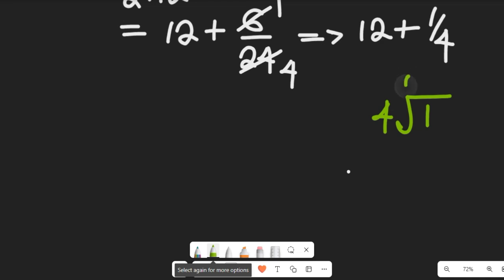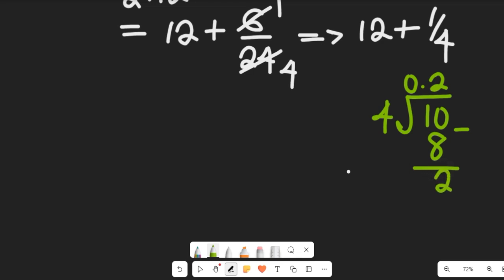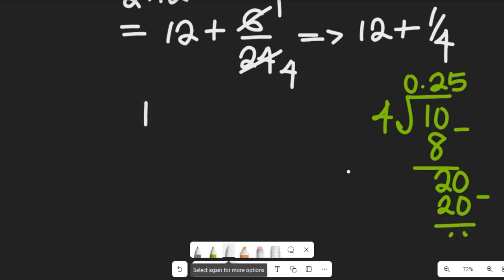If we analyze this expression, we're going to have 1 divided by 4. 1 divided by 4 is not possible, so we'll have a 0.0, right? 10 divided by 4 is going to give me a 2, because 4 times 2 is going to give me 8. So if we subtract, we're going to have our 2 remaining. 2 divided by 4 is not possible. We'll put a 0. 20 divided by 4 is going to give me what? 5, right? 5 times 4 is going to give me 20. So if I subtract this, I'm going to have 0. So that value is going to give me 12 plus 0.25, which is the decimal result.